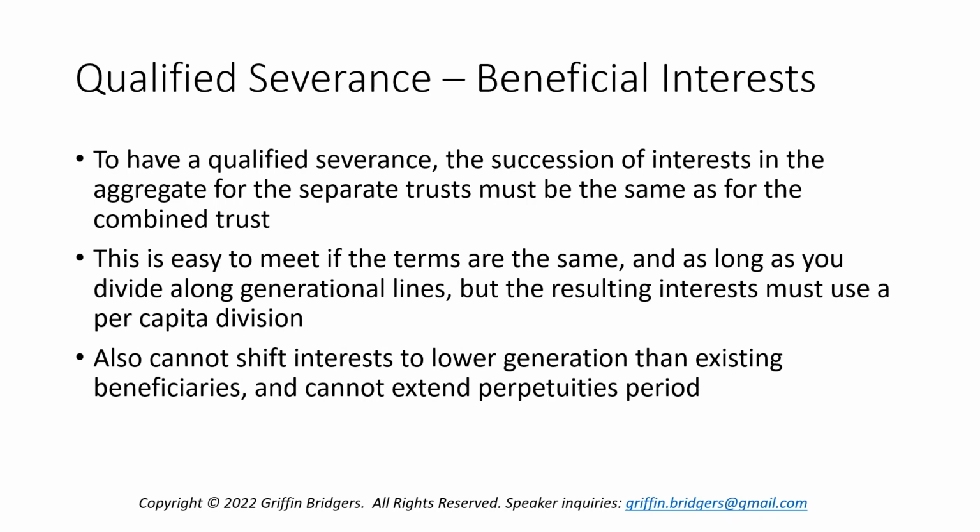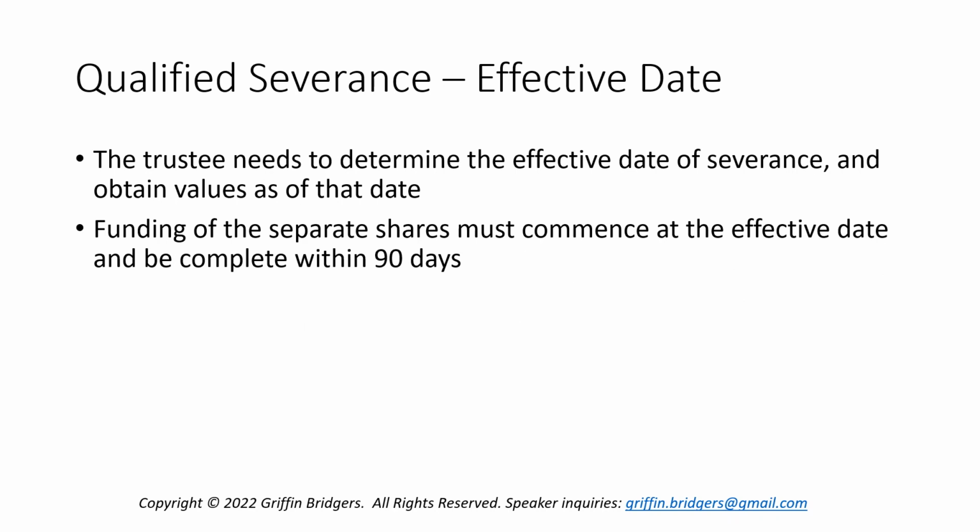And much like you would have with any sort of modification to a trust, there's some boxes to check where, 1, you cannot shift interest to lower generation beneficiaries than those that exist under the current trust, and 2, you cannot extend the perpetuities period of the trust through the division. If you fail any of those requirements, you don't have a qualified severance. Now, in making a qualified severance, the trustee has to pick an effective date and stick to it. So you pick an effective date, and as we're going to see, you take a value as of the effective date, and then the funding of the separate shares has to commence as of that effective date, and it has to be completed within 90 days of that effective date.